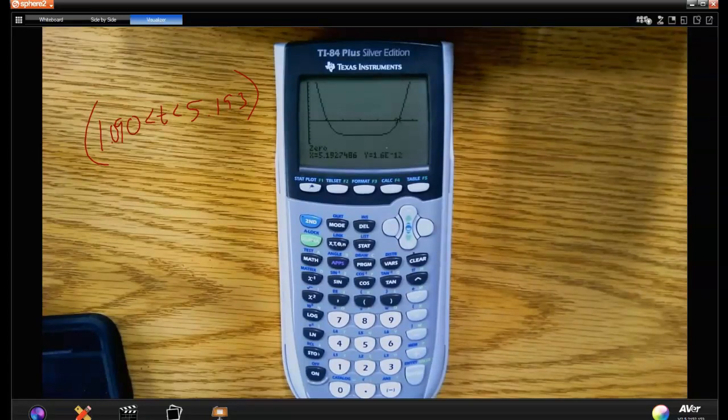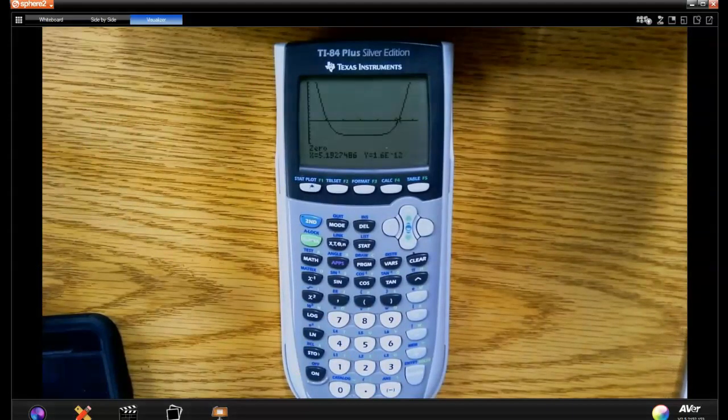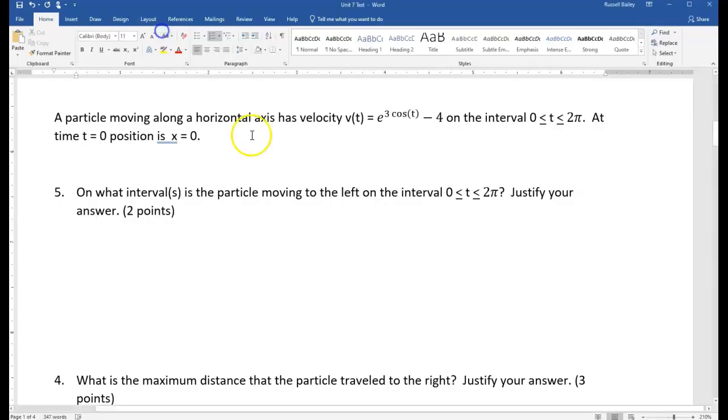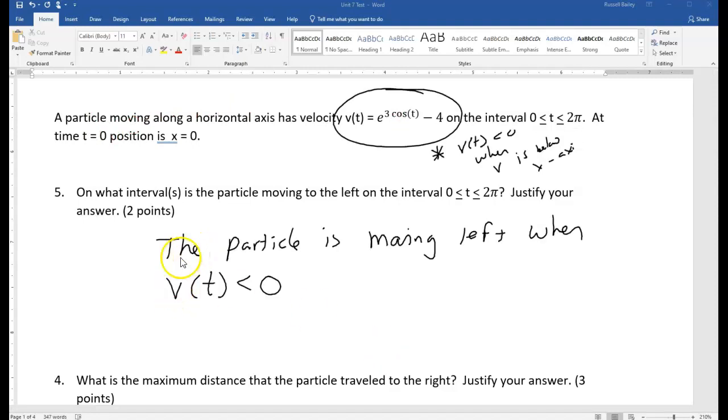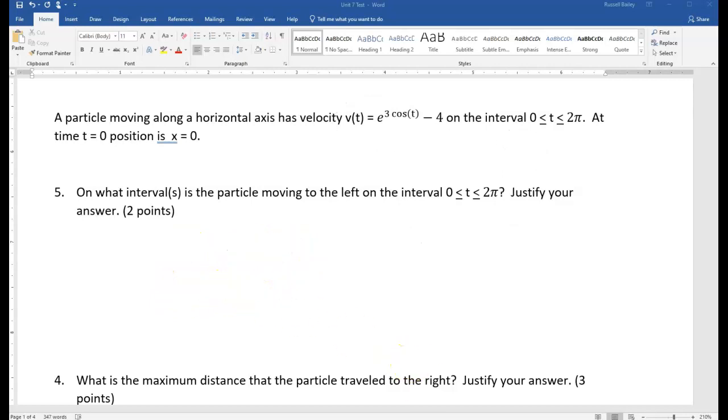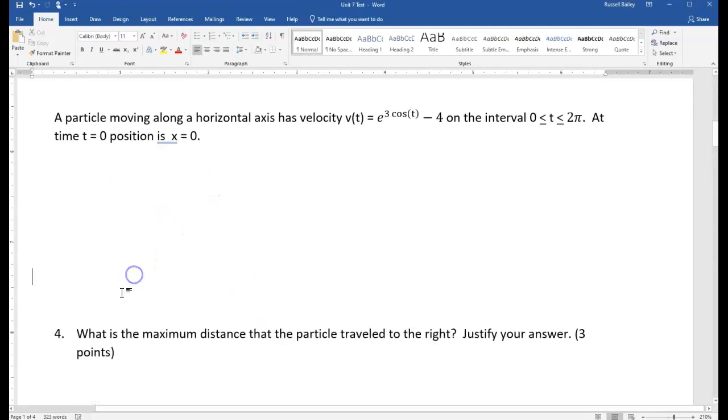Okay? Moving along. And that was 2 points. So you got 1 point for the explanation, which I'll try to bring back. This piece right here, you get 1 point for that, and then 1 point for getting the correct answer, the interval. All right, let's go ahead and take a look at number 6.